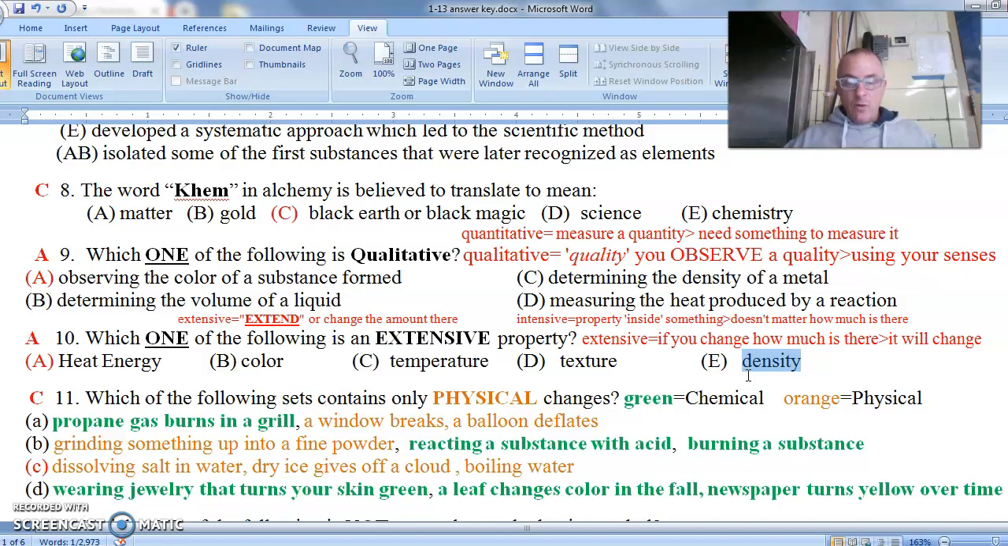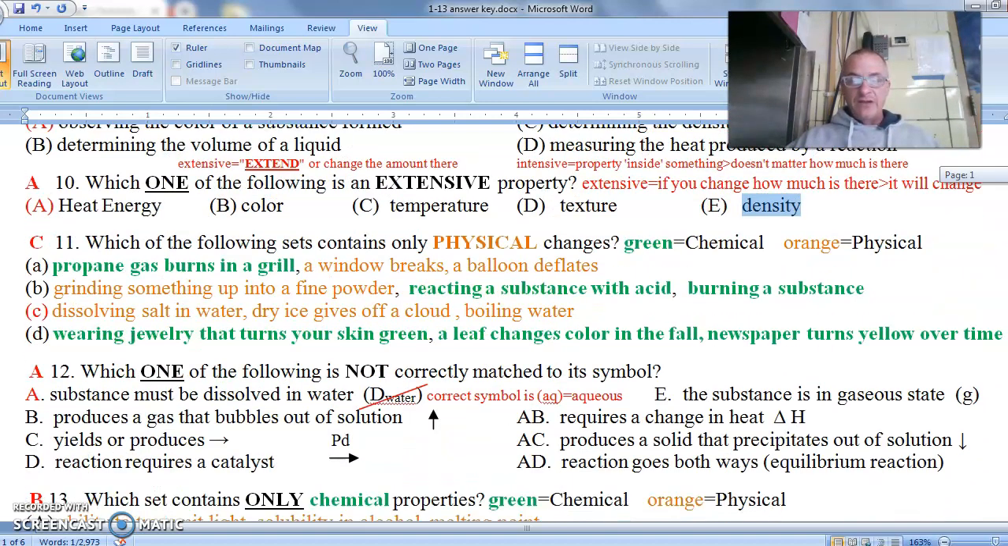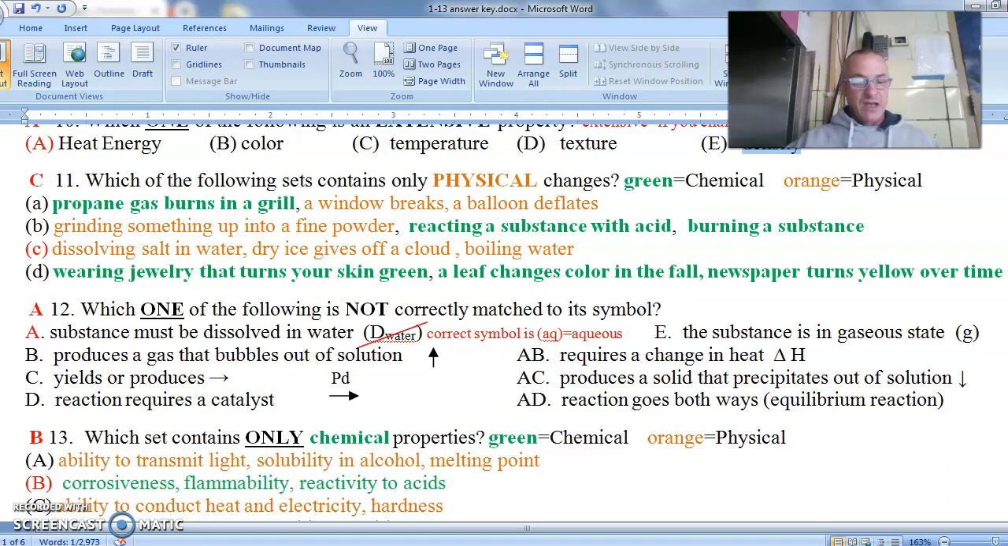Some of you may think, well, the density changed. The more water you would have, the higher the density would be. No. The more water you have, the more mass it would be, as well as the volume. Density is mass divided by volume. The more you have, the mass would go up, but the volume would go up as well. So density does not change on how much is there.